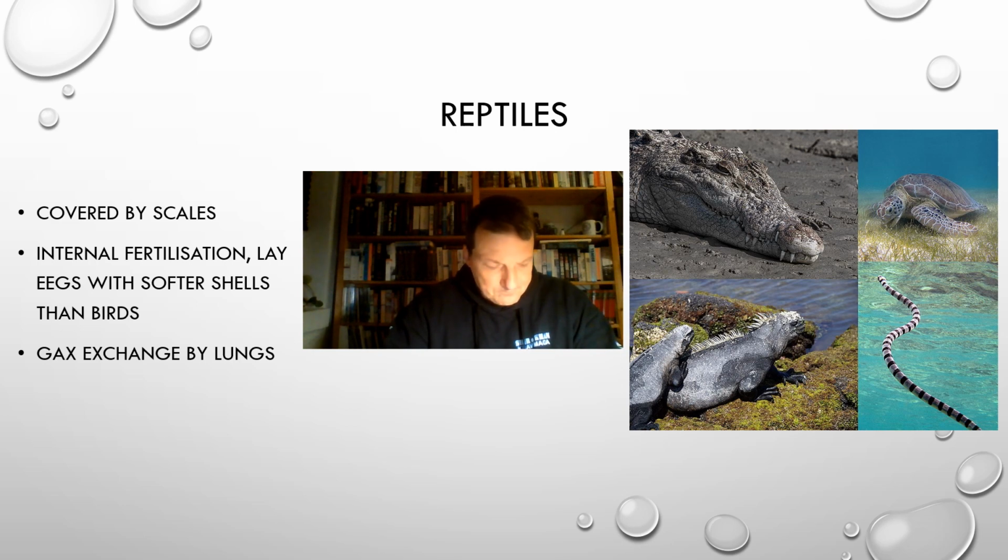The skin of reptiles is covered by scales, and they also breed internally, like the birds do, and they lay hard shell eggs, but a little softer in the shell than we find in most birds. Gas exchange is also by lungs, so the gas exchange system is a lot like what we see in birds.